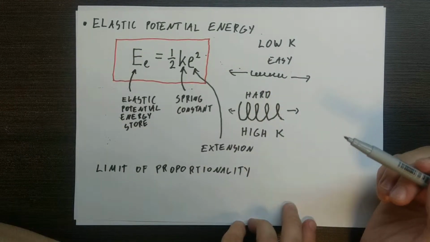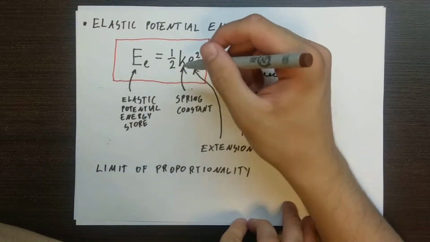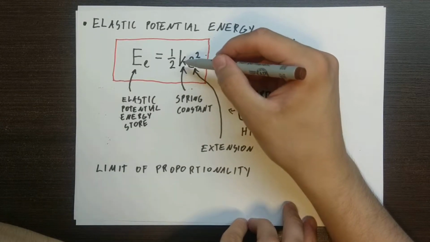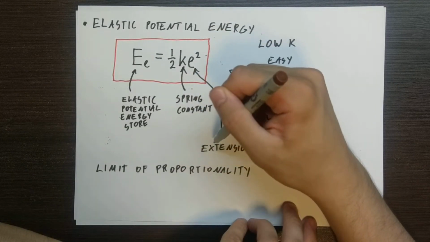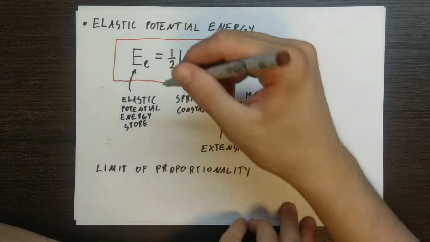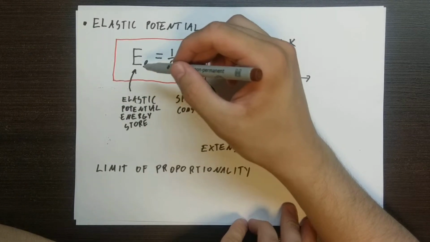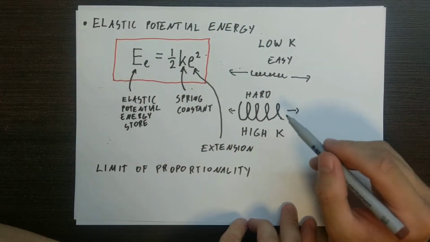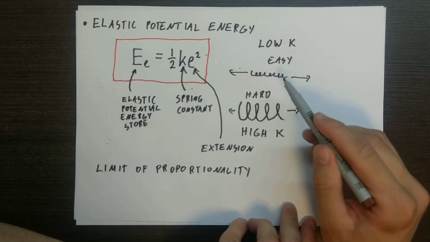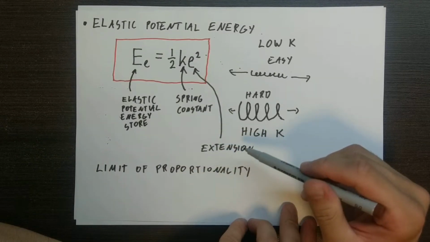Now, this is made clear in this equation, because if we increase the spring constant while keeping the extension the same, basically the scenario I just described, then we will increase the elastic potential energy stored. We will transfer much more energy into the hard to stretch spring than we would into the easy to stretch spring if we had the same extension.